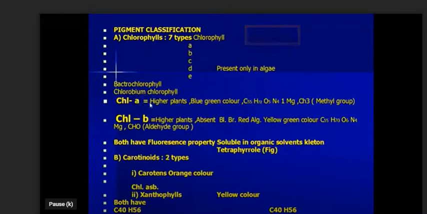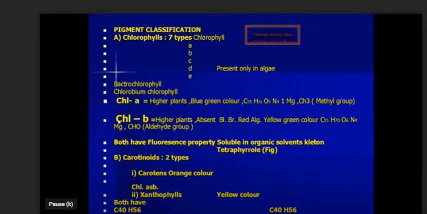And we know that chlorophyll A is present in all the higher plants and in some of the blue green algae. And the formula for chlorophyll A is C55H72O5N4 and one centrally located magnesium. So this is the molecular structure of chlorophyll A. Magnesium is at the center, and carbon, nitrogen, oxygen, nitrogen are attached to this magnesium.